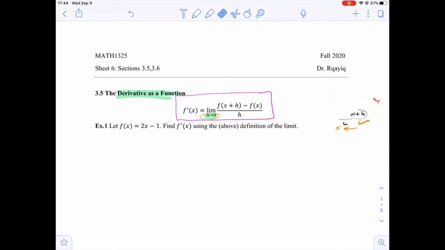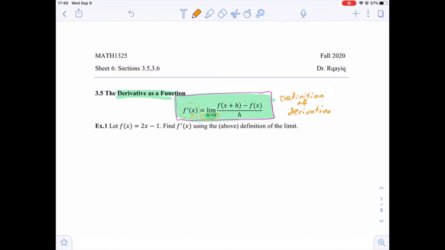Okay, so the derivative, as we described last time, is given by this formula, meaning that the derivative here is a function of x. So let's apply this formula. This formula is called the definition of the derivative, or the first derivative.